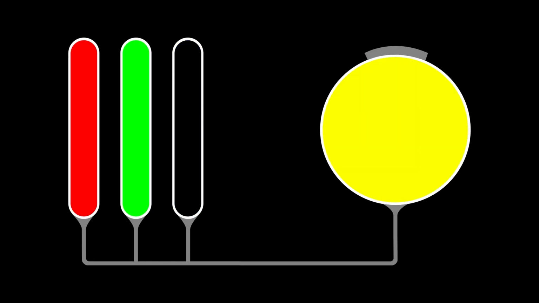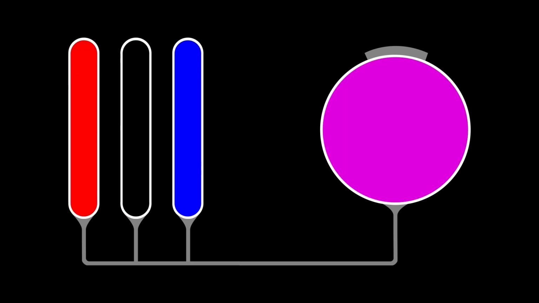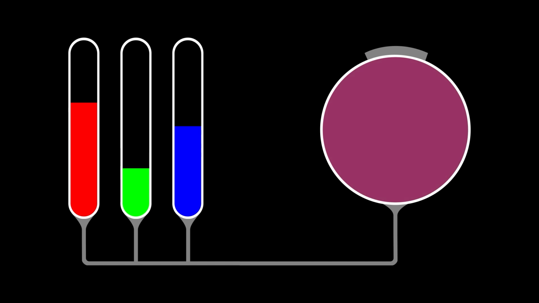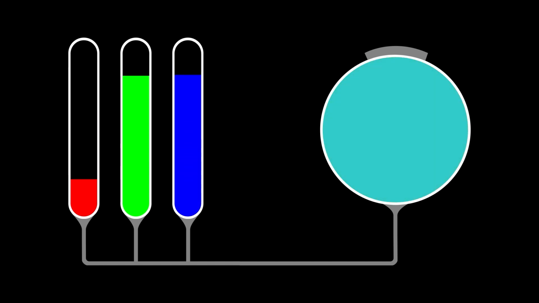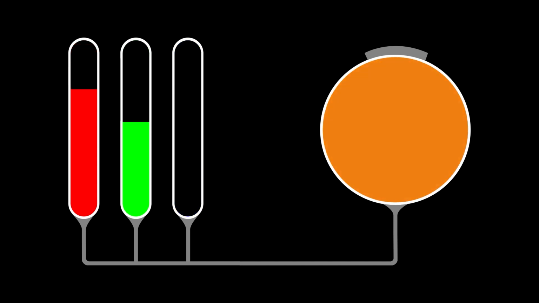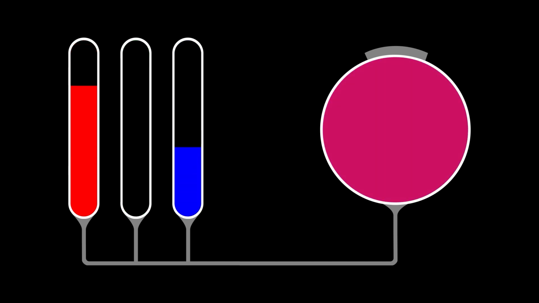The sensitivities of the 3 lights overlap to let us see all visible colors. Slight changes in the relative signals of the cones enable us to see a myriad of different color combinations, which is why we see more than just 3 colors.